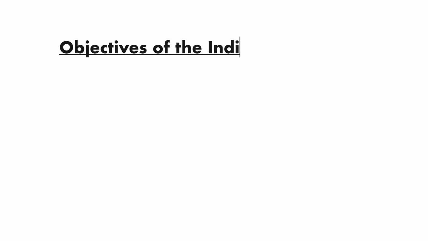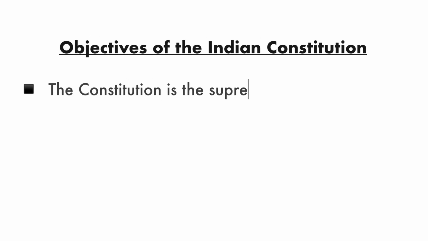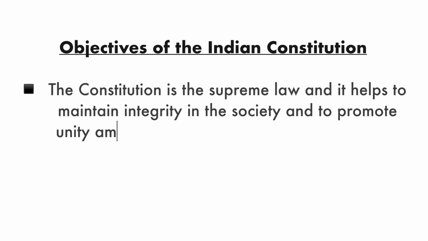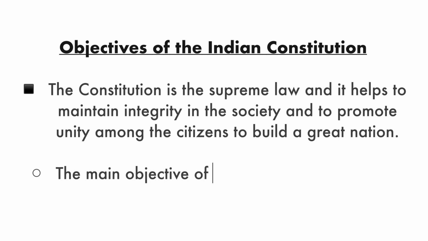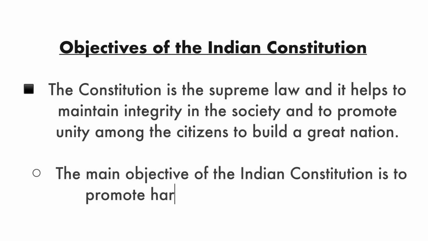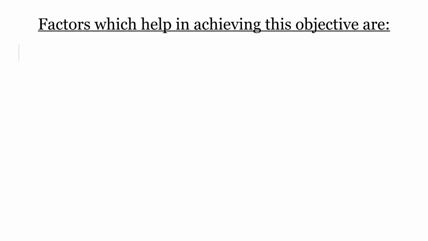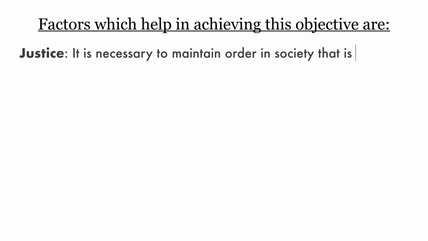Now let's understand the objectives of the Indian Constitution. So Constitution is the supreme law of the land which helps to maintain integrity in the society and promote unity among the citizens. And the main objective of the Constitution is to promote harmony throughout the nation. Now, what are those factors which help in achieving these objectives?